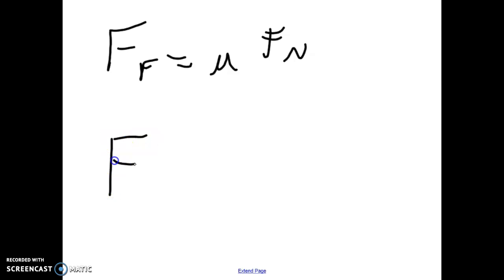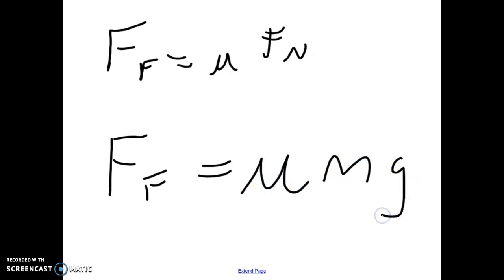Another way, if they give you the mass, to calculate this: the formula we're going to use is force of friction equals mu times the normal force. We should realize that normal force is the same as weight, and weight is equal to mg. So the force of friction is also equal to mu times m times g. That m times g section is the same as the normal force.